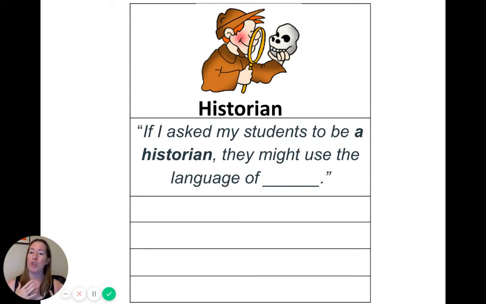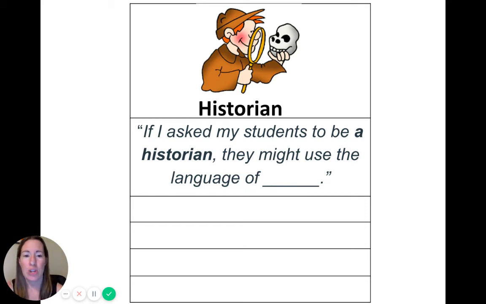I might ask my students to study the history of another pandemic, maybe the Spanish flu, and then use what they have learned to help us propose some solutions for our current pandemic. And here's how we're going to do this activity. We're just going to brainstorm language functions that a historian might use. We're going to use this sentence stem to do it.